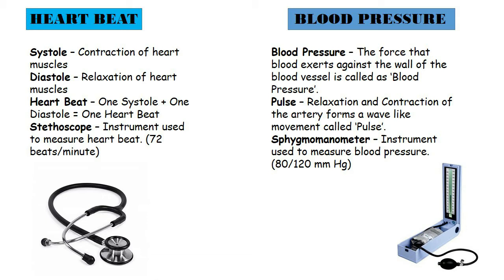What is blood pressure? The blood pressure is the force exerted by the blood against the wall of the blood vessel. So this can be checked with the help of the instrument called as sphygmomanometer. This instrument helps to measure the blood pressure in human beings. The relaxation and contraction of the artery forms the wave-like motion in the blood vessel, and this wave-like motion is called as pulse, and we can feel this pulse at our wrist below the thumb.